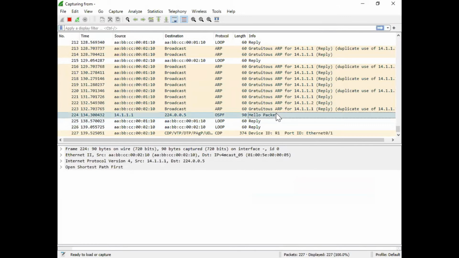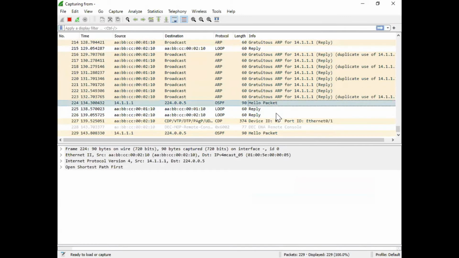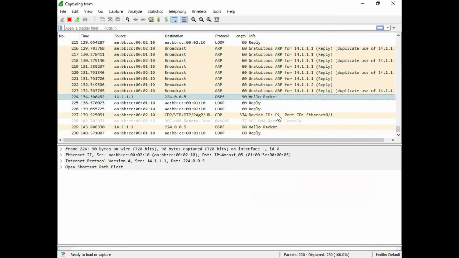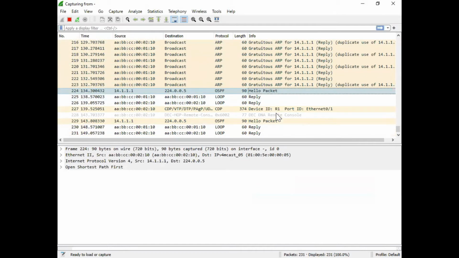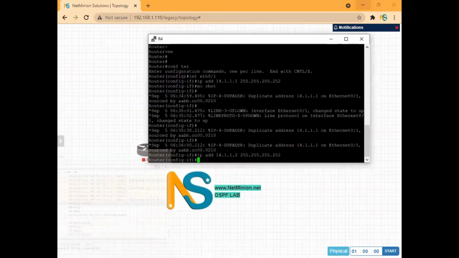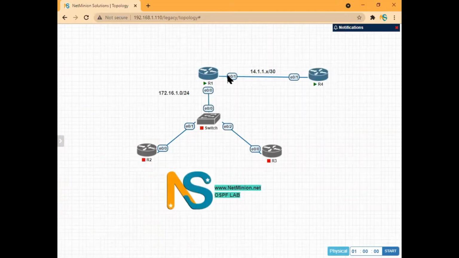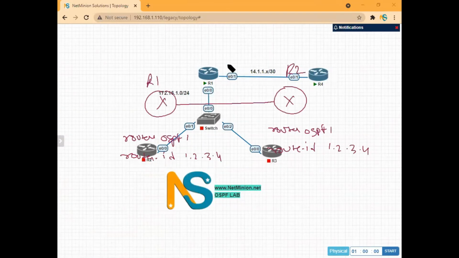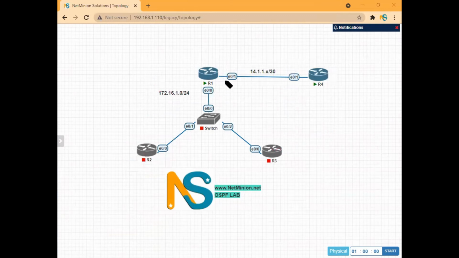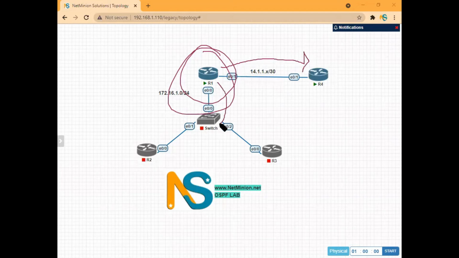By the way, why is this hello packet coming on this interface, although I didn't use OSPF yet? Anyone? I think one router is configured with OSPF, right? That's true. OSPF is configured on this side. And since this router is configured, let me remove everything, this router will send the OSPF packet on all of the active interfaces.